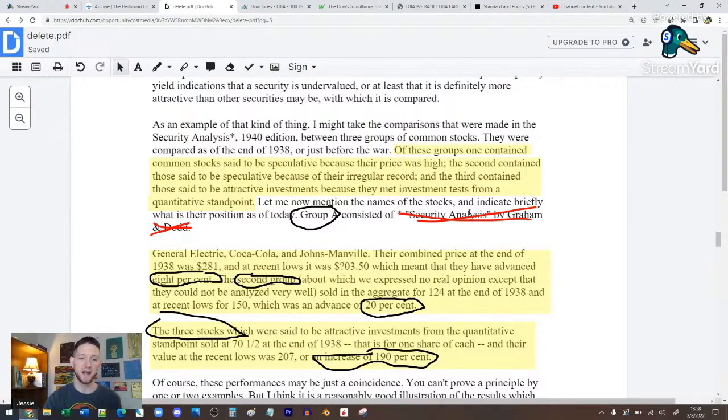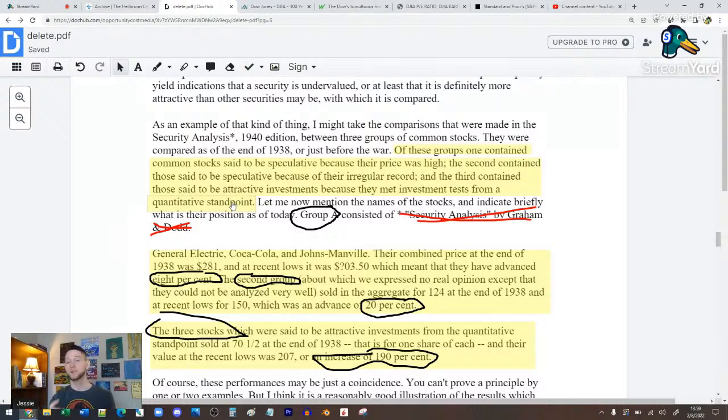So then he takes the second category. And these ones are determined to be speculative because of their irregular record. So imagine companies that aren't cyclical, but have high earnings, low earnings, low earnings, high earnings, high earnings, low earnings. And it's really hard to predict. So it's just an irregular record. Then you have a third set of companies that fit the criteria for his security analysis book, that you can measure them as being cheap on a quantitative standpoint.